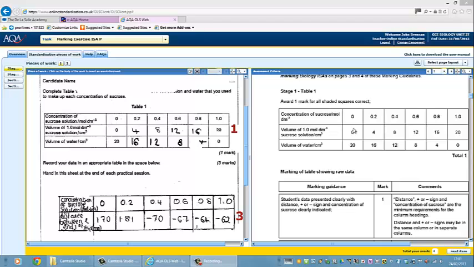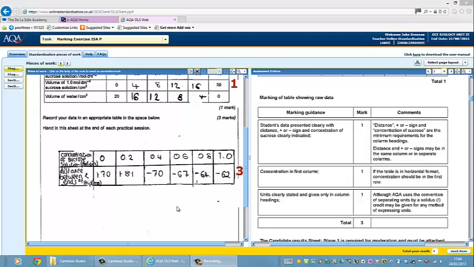Now, in this setup, we've got the student's work on the left here, and we've got the mark scheme on the right. And it says here award 1 mark for all shaded squares correct. This basically is the setup of the experiment, a very simple one at the start, and for getting that information correct, we'll check across there. They've got the same numbers, and then 16, 12, 8, 4, 0. The student has got all of that information correct. There's 1 mark, so 1 mark is awarded.